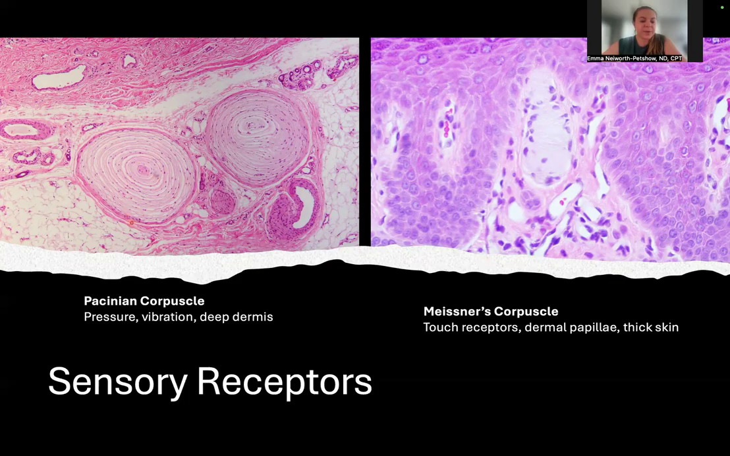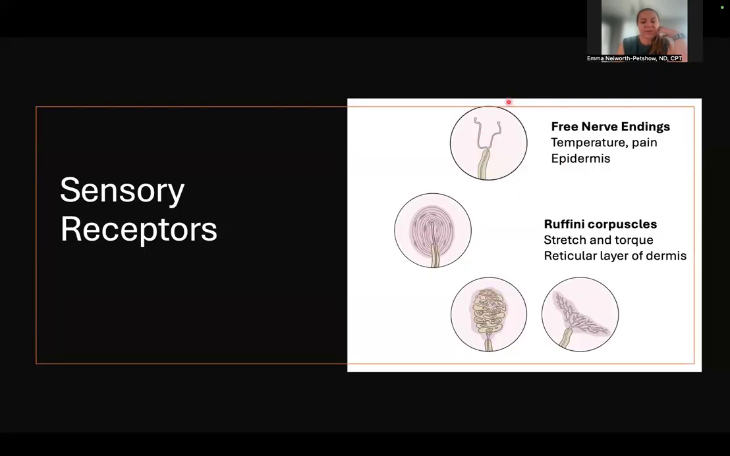Our Pacinian corpuscles are located here. They almost look like swirls or eyeballs, and these can sense things like pressure and vibration, and they're in the deep dermis. We also have Meissner's corpuscles. These are touch receptors. They also form our dermal papilla, and they're located specifically in thick skin. We also have free nerve endings, which help with pain and temperature sensation. These are in the epidermis. And we have Ruffini corpuscles, which are stretch and torque receptors, and they are in the reticular layer of the dermis.